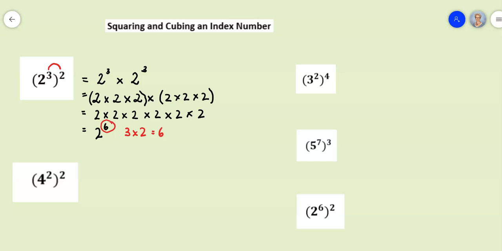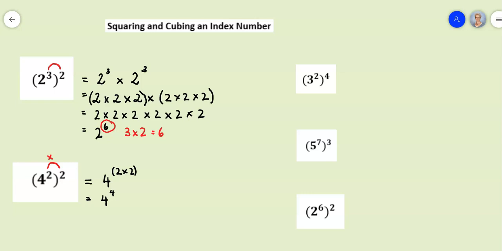So let's apply this to the second example. We have 4 squared raised to the power of 2. Now rather than do this the way we did the previous example, which took us a bit of time, we're going to apply our rule. We're going to look at our 2 powers here, and we're going to multiply them together. 2 times 2 gives us 4. So this will equal 4 to the power of 2 times 2. 2 times 2 is 4, so our answer is 4 to the power of 4.